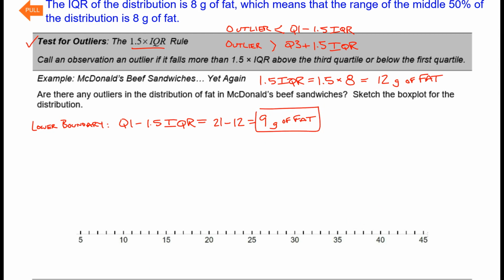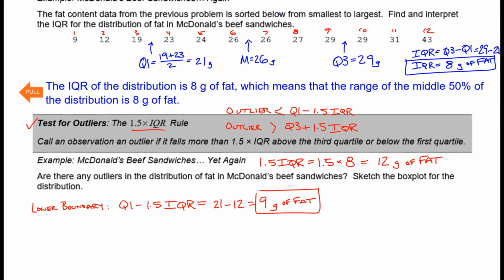So I'm going to go back up and compare that to the distribution. If I look right here, 9 grams of fat was our minimum.